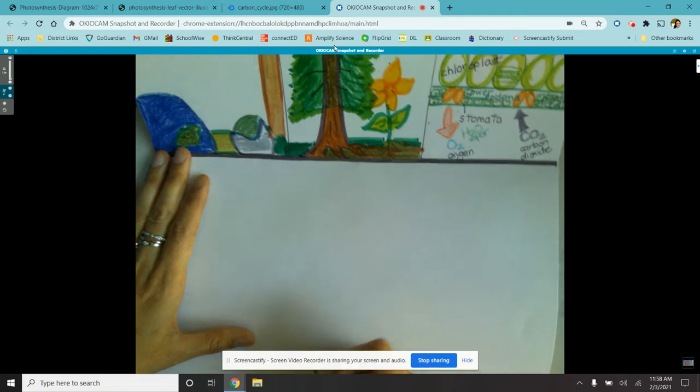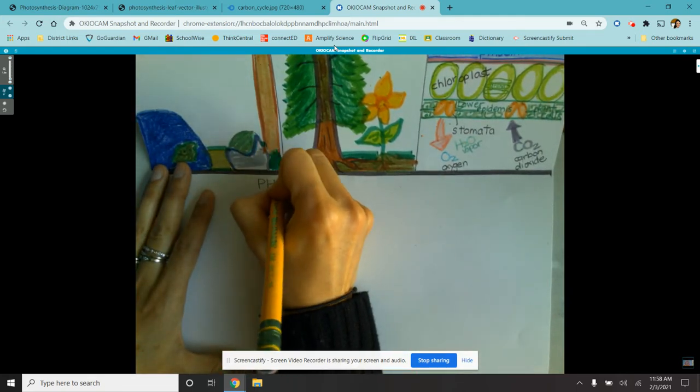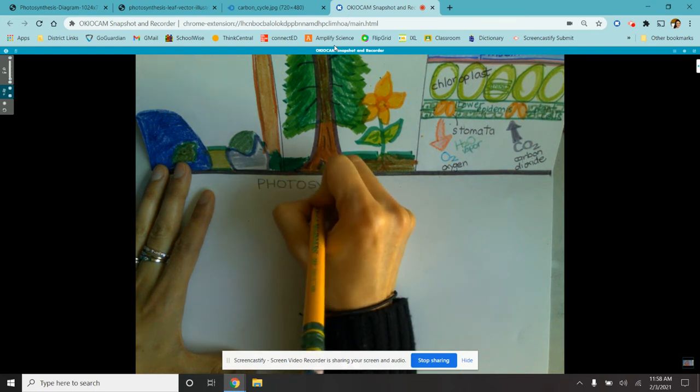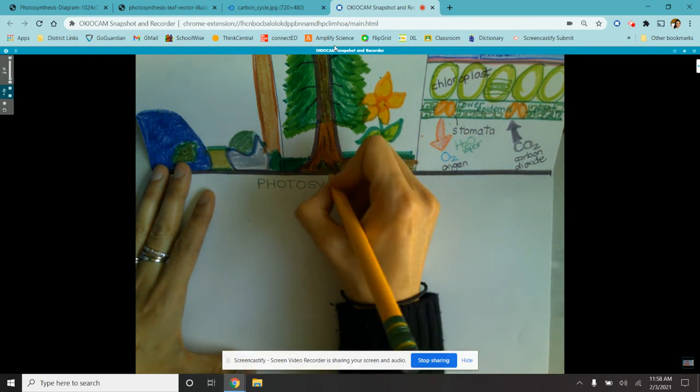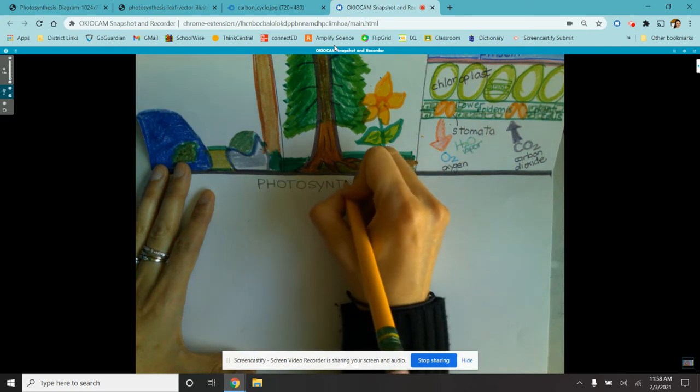All right, so we're going to start with photosynthesis. Photo, we've had this as a spelling. Photo means light. And synthesis, change, so change with light, changing the light.